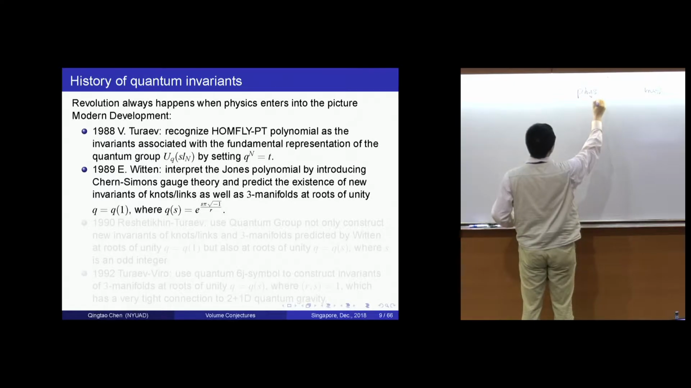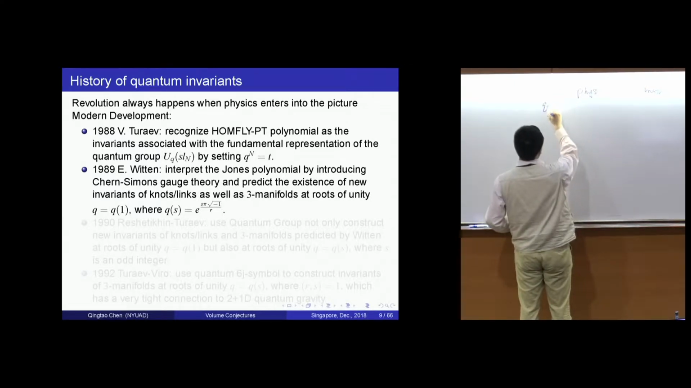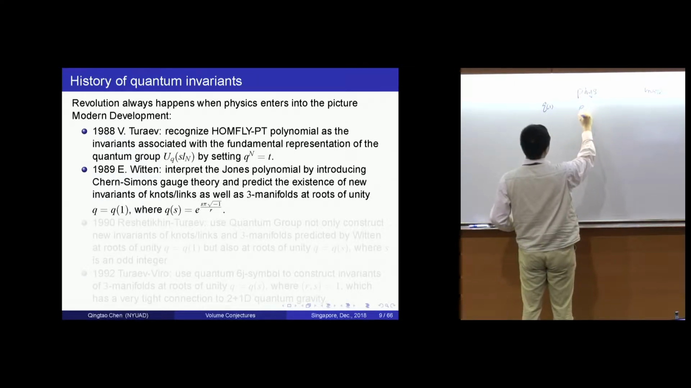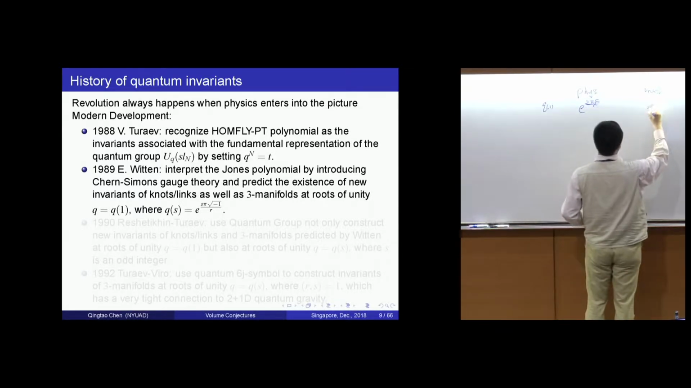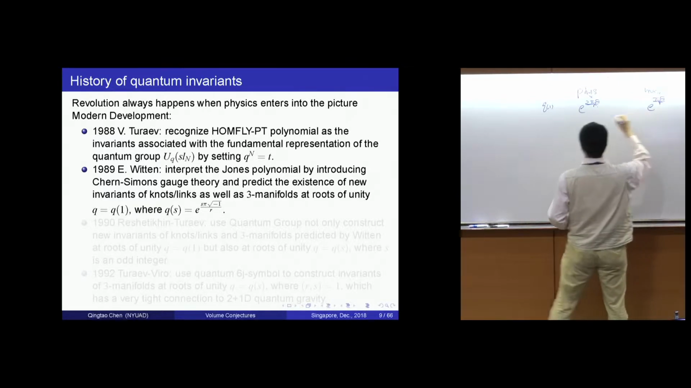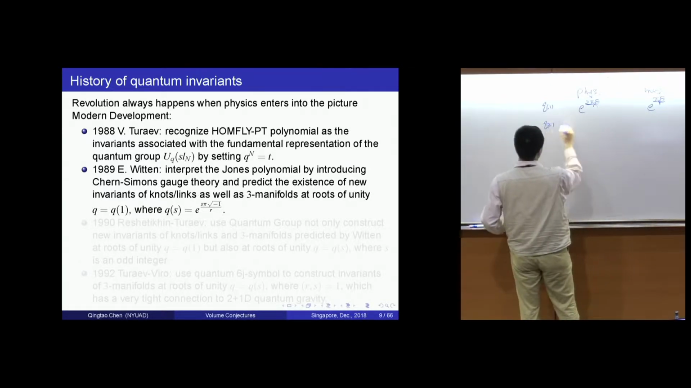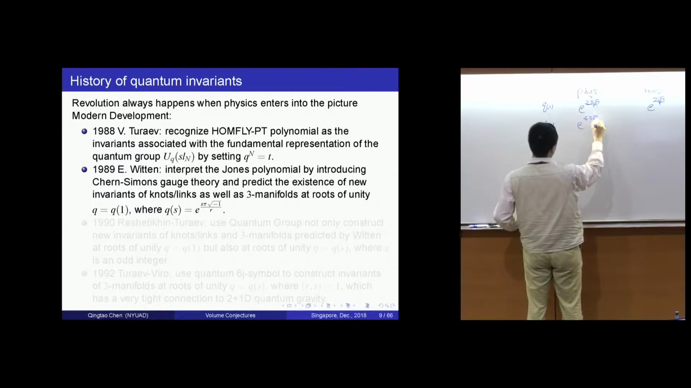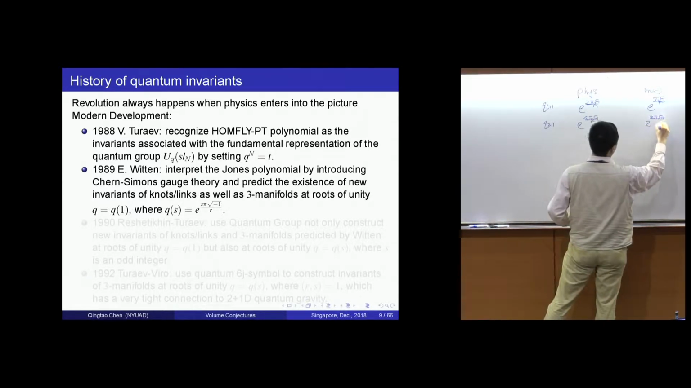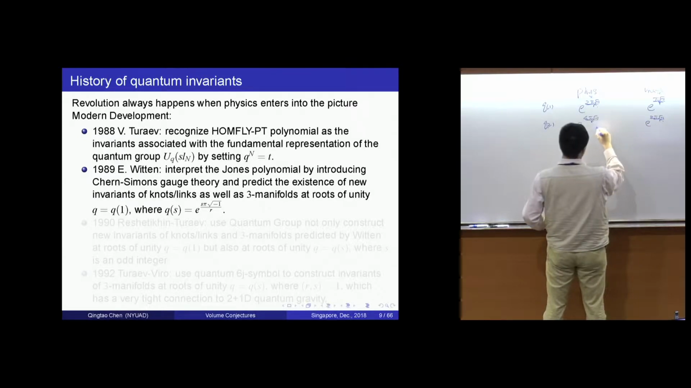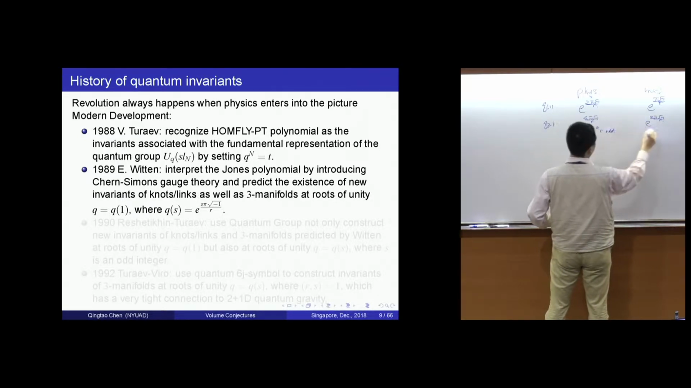Physics notation, what is q1? They want to write e to the 2 pi i over r. And in math, we use this kind of notation, e to the pi i over r. And q2 is e to the 4 pi i over r. Here r should be odd, the same. R should be odd.